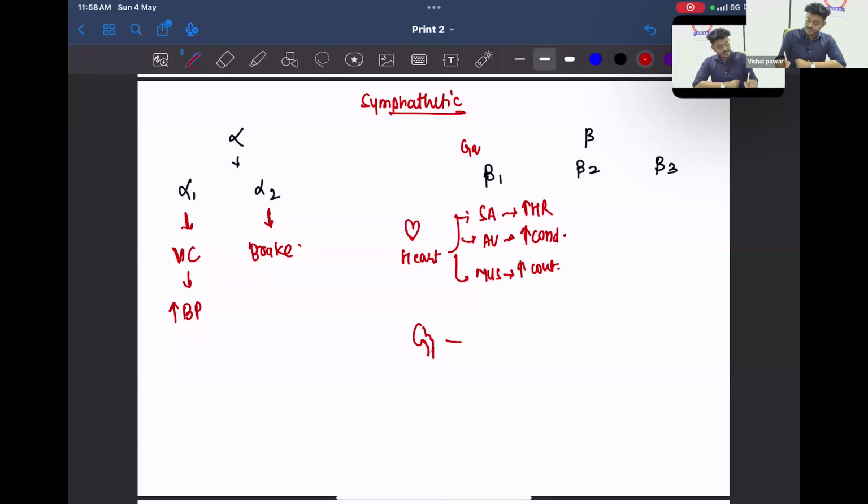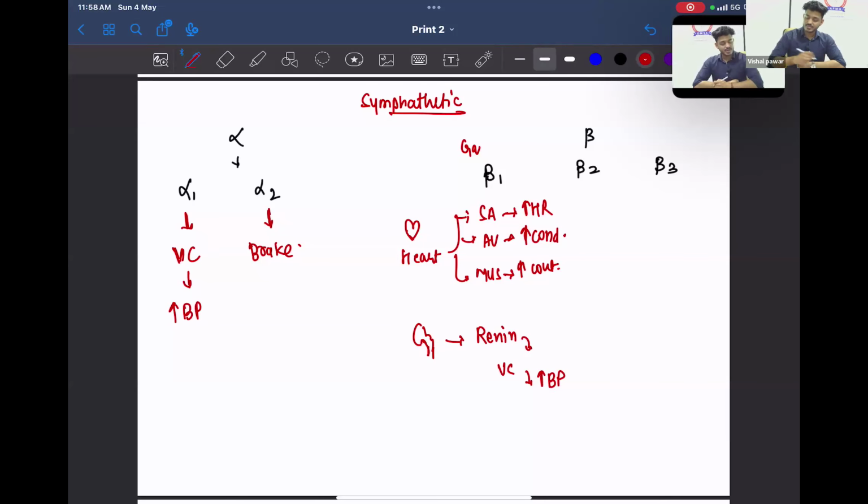In the kidney, it will be doing what? In the kidney, it will be releasing renin, and the function of renin is to do what? Vasoconstriction, and vasoconstriction will lead to increase in the BP, yes or no? Vasoconstriction will lead to increase in the BP.